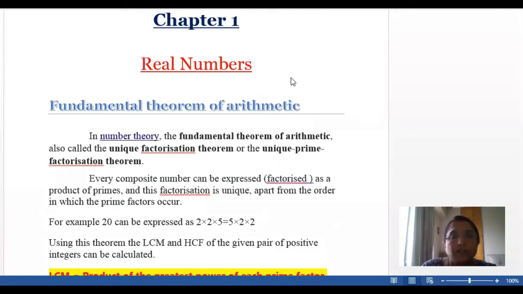Hello everyone. Today we'll study chapter 1, real numbers, and the fundamental theorem of arithmetic. Okay, what is the fundamental theorem of arithmetic? It is a very important theorem to find out LCM and HCF. It is also called the unique factorization theorem or unique prime factorization theorem.